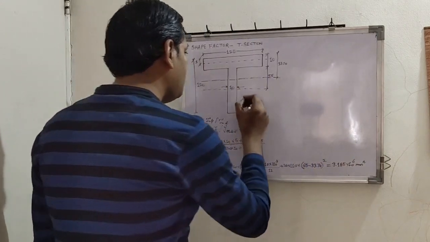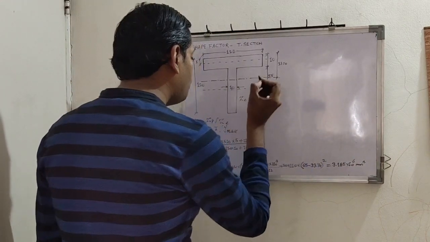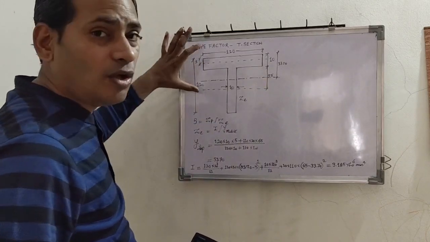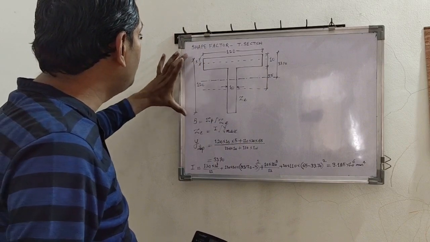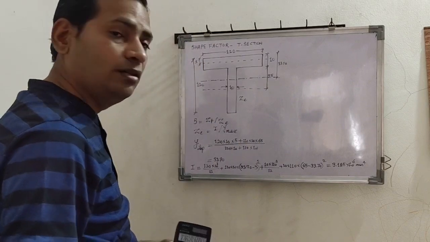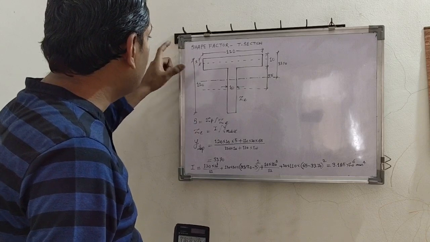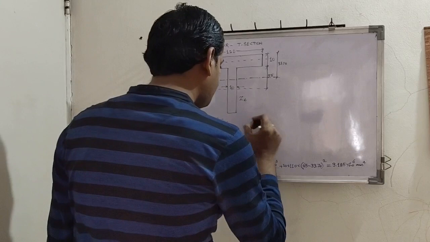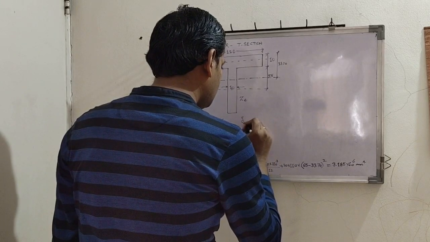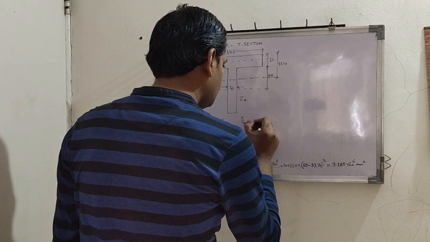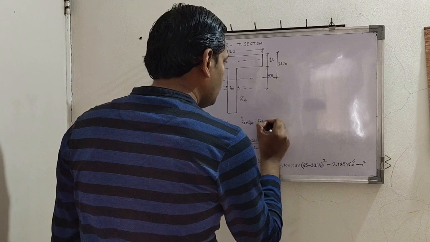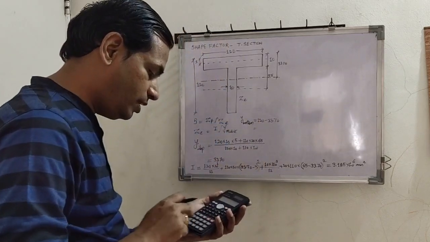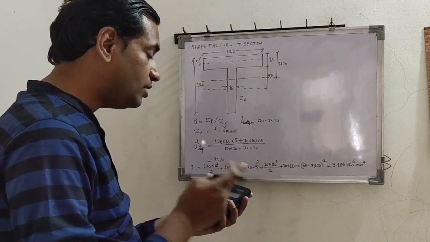So what will be ZE? I upon Y max. Now what is Y max? Y max is either Y from top or Y from bottom. Total depth is 120. Correct? Total depth is 120. Y from top is 33.7. So Y from bottom is 120 minus 33.7. 120 minus 33.7 is 86.3.